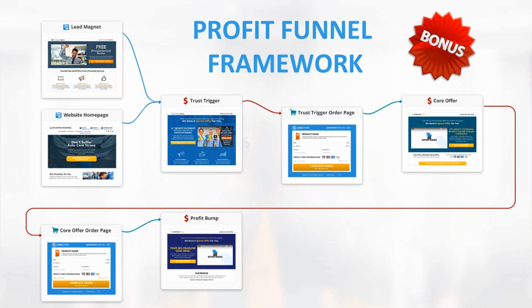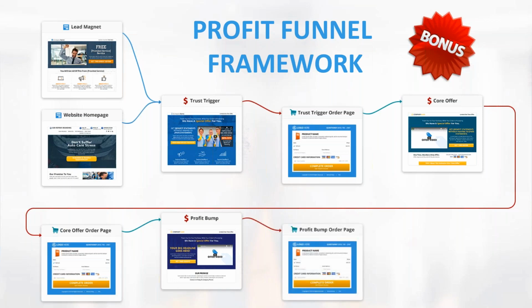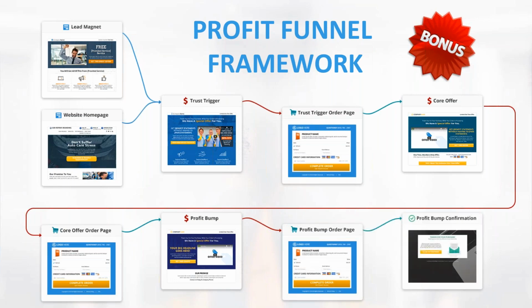And making it so that they're buying at a discount, basically. With a profit bump, you're giving the opportunity to take advantage of buying now at a lower price than what it would cost them in the future. A lot of people will take advantage of that. Basically, about 20% of the people that come in and buy your core offer are going to buy the profit bump, so it can actually be a much higher price. And then finally, the confirmation. So we go through all those.